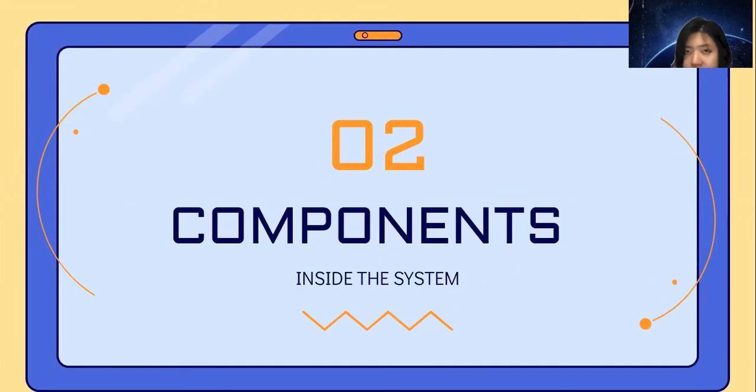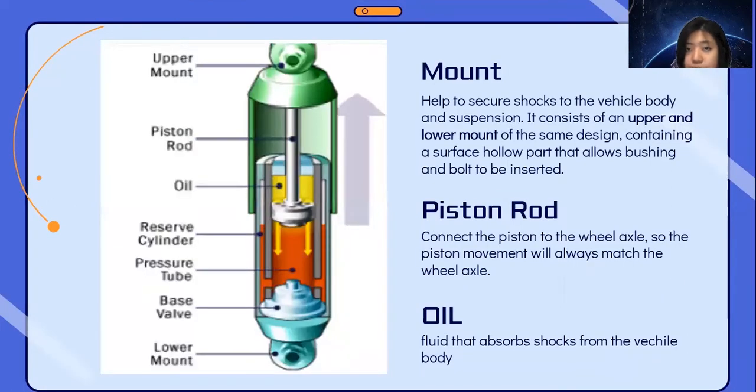The first component inside the system is the mount. As you can see in the picture, the mount consists of an upper mount and a lower mount. It helps to secure the shock to the vehicle body and suspension. It also contains a surface hole part that allows a bushing and bolt to be inserted.